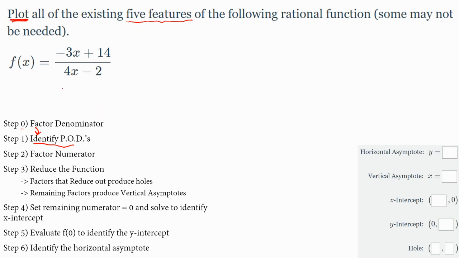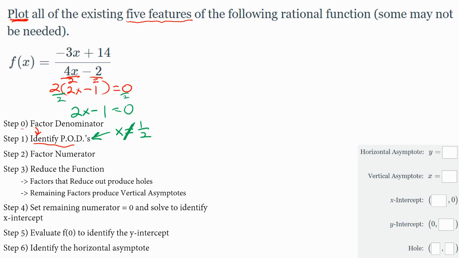And so what we want to do is look for a greatest common factor in the denominator of 2. And what we'll find is that if we divide this by 2, we'll get 2x minus, divide this by 2, 1. So 2 times 2x minus 1, you set that equal to 0 to find your points of discontinuity. The coefficient of 2 doesn't mean anything, so we can divide that out and just look at 2x minus 1 equals 0, which gives us x equals 1/2 as our point of discontinuity. So x can't be 1/2.